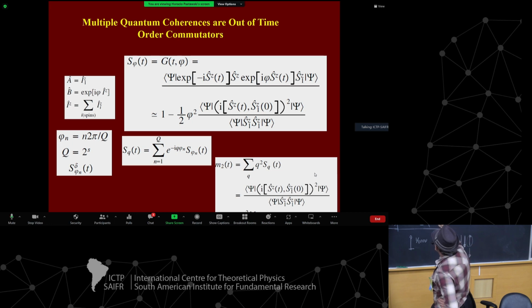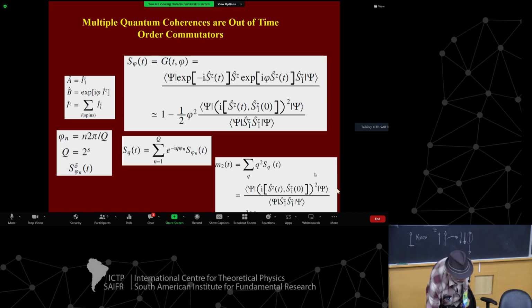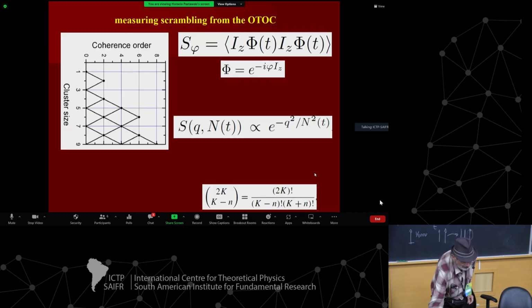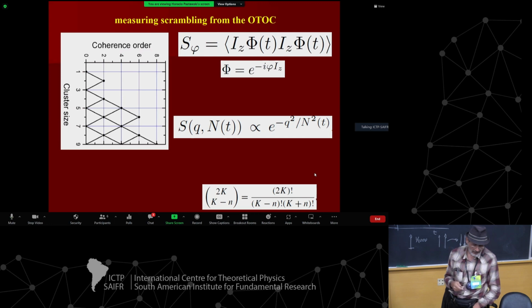And essentially, this observable is precisely the out-of-time order correlator, the square of this commutator of the system. So essentially, let's go to see a simple example. That's essentially how it was conceived.